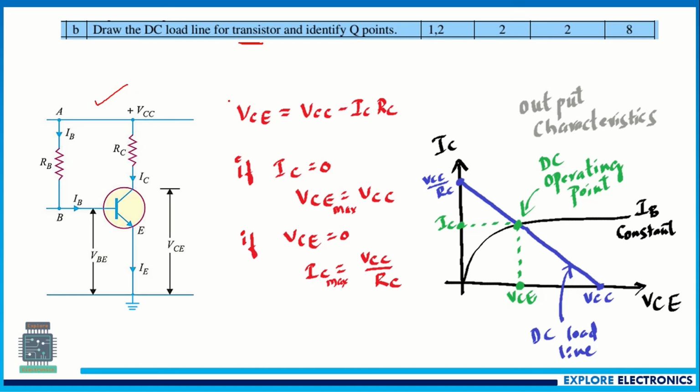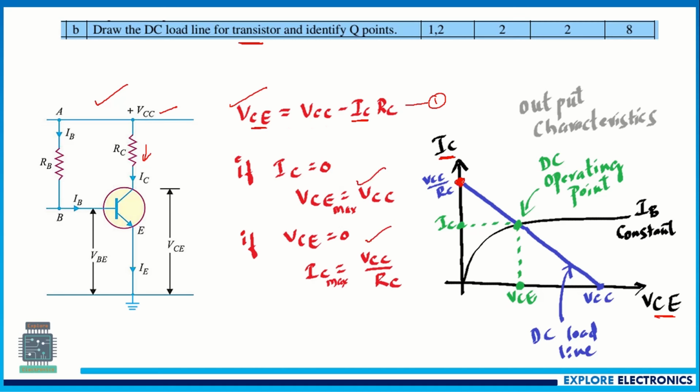And here also we need to write the expression for output VCE. VCE is equal to VCC minus IC RC. Taking this as the expression, we need to take the two extreme cases. Here IC is the output current, VCE is the output voltage. So when IC is equal to 0, what happens? When VCE is equal to 0, what happens? Then we are going to get 2 points.